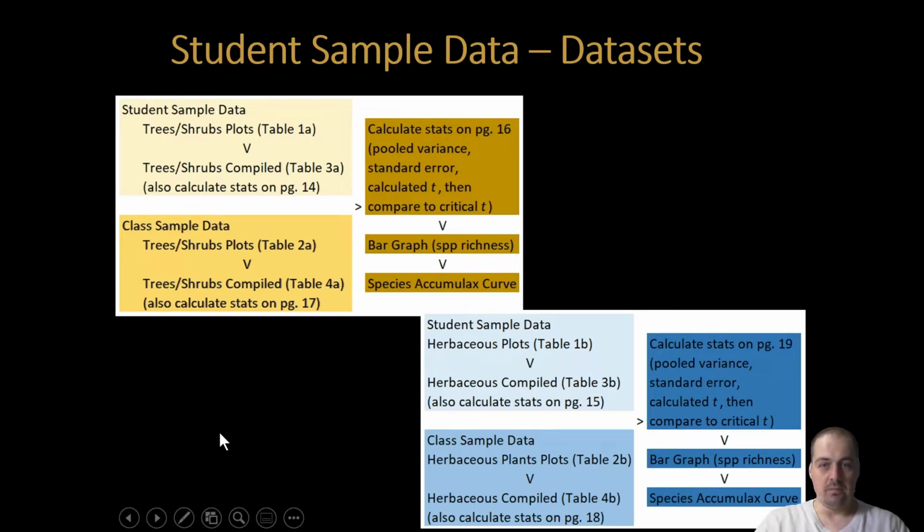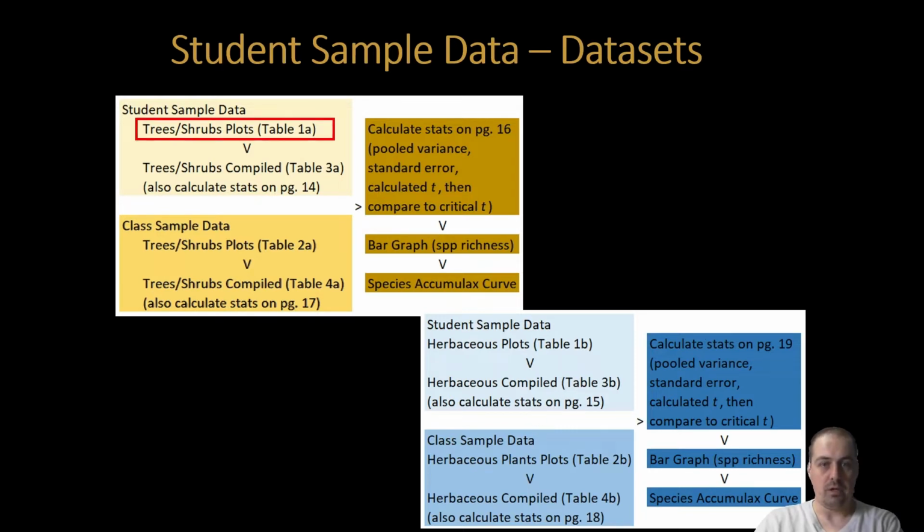So there's two types of organisms that were surveyed. So trees and shrubs, which are done up here, and herbaceous plants, which are done up here. And then you have 2 samples for each. So the student sample and then the class sample. So I'm going to go through the calculations in this one here, just to show you how to do it, and then you can do it for the other one after.